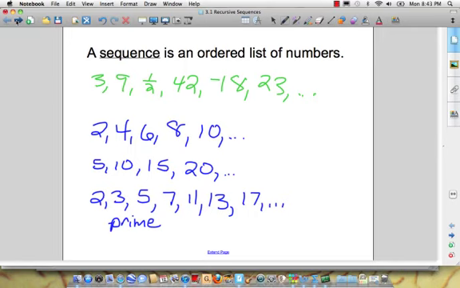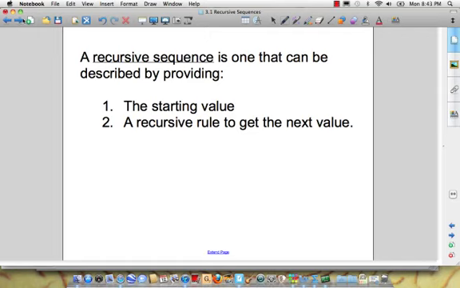Okay, we're going to focus mostly on sequences that can be described by what's called a recursive rule. So a recursive sequence is one that can be defined or described by providing two things: a starting value, for example, let's say start at 7, and a recursive rule to get the next value. So here's a recursive rule: add 3. Okay, what do I mean by recursive? Well, it means the rule recurs or keeps being used over and over again.